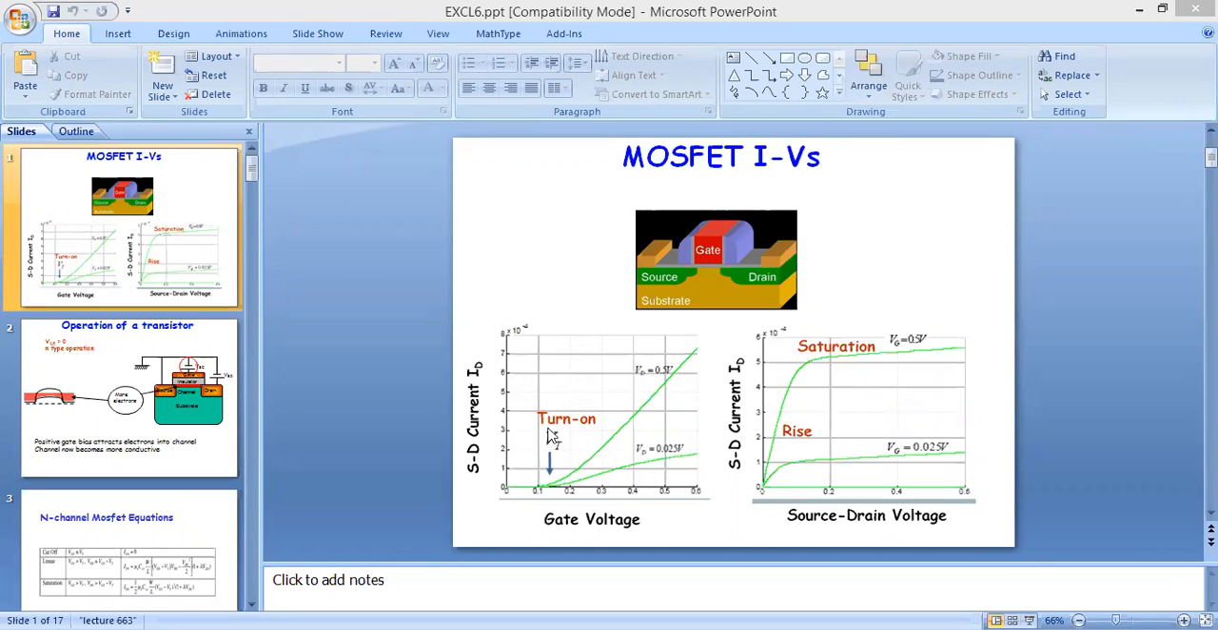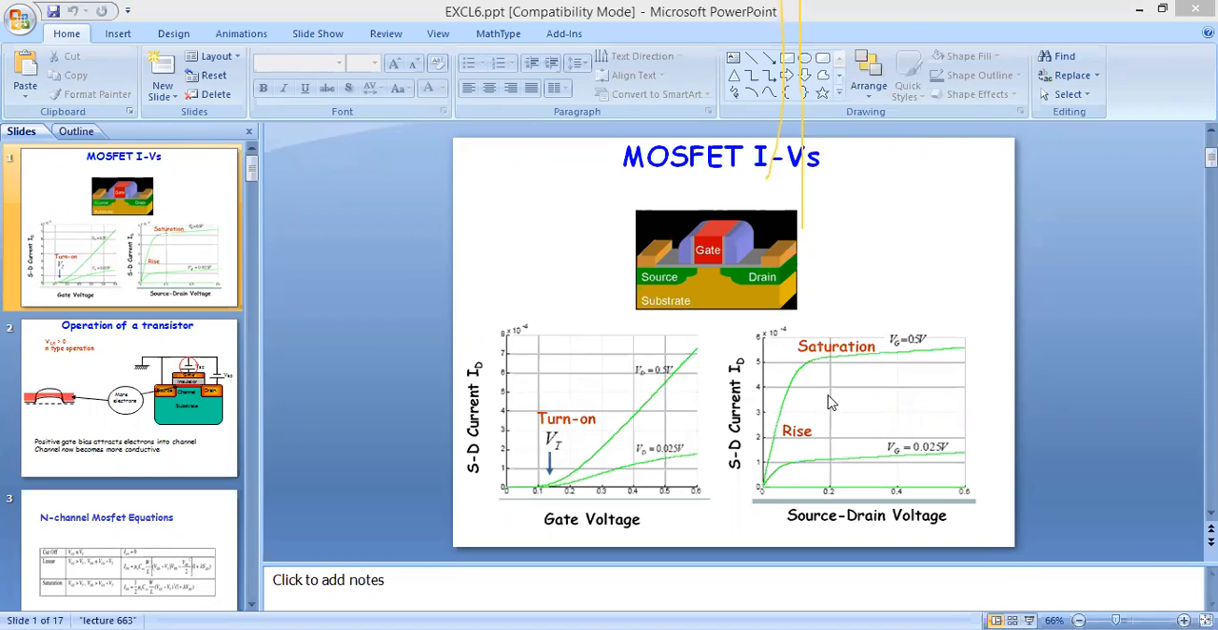You can see here the input characteristics: ID current with respect to the input gate to source voltage. On the x-axis there is the gate to source voltage. And this is the output characteristics graph for the N-channel MOSFET. Here on the y-axis there is the ID current, which is nothing but the output current, and on the x-axis the output voltage, which is the drain to source voltage. This is called the input characteristics and this is the output characteristics.